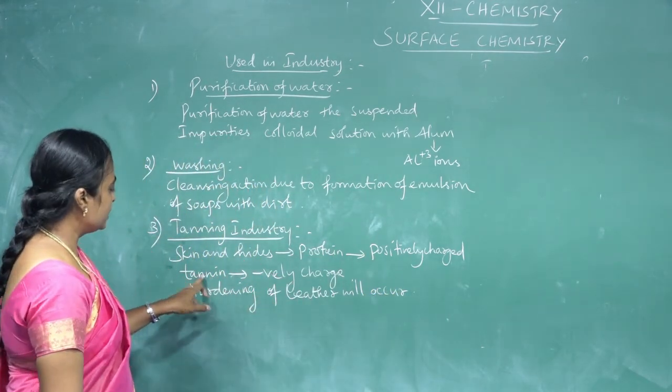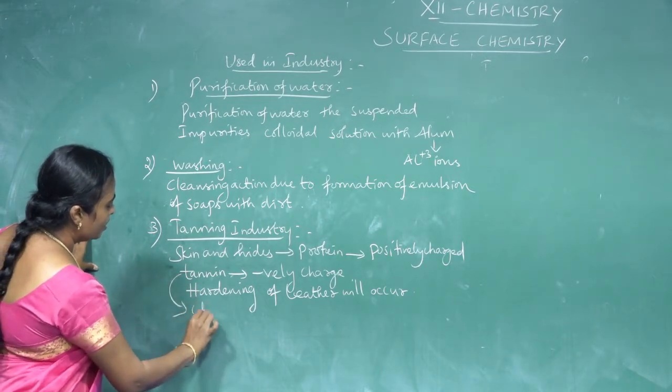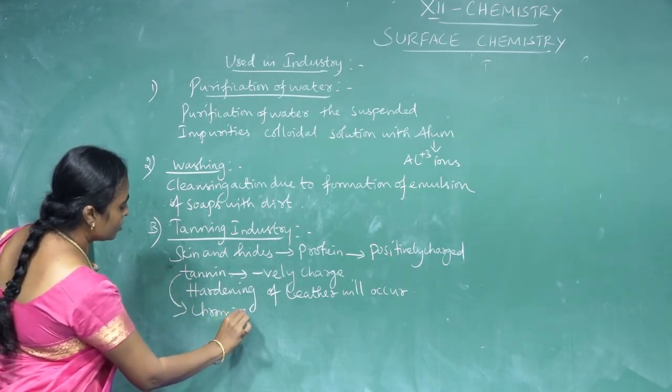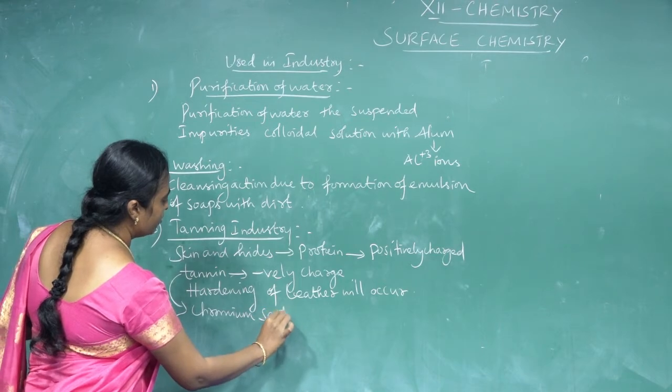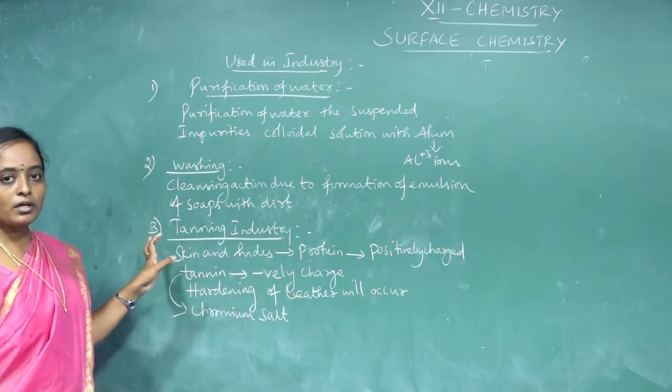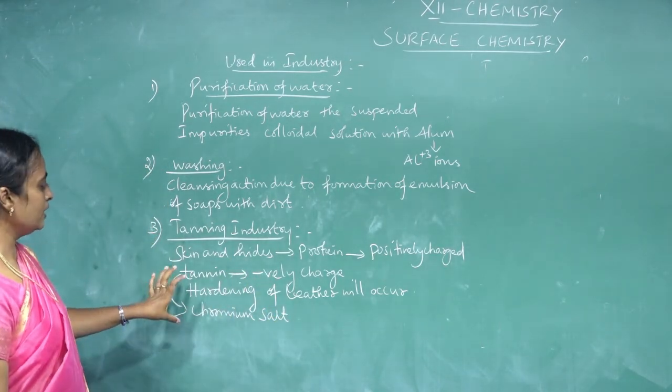Instead of tannin, we can use chromium salt also as a material. That is the process in the tanning industry.